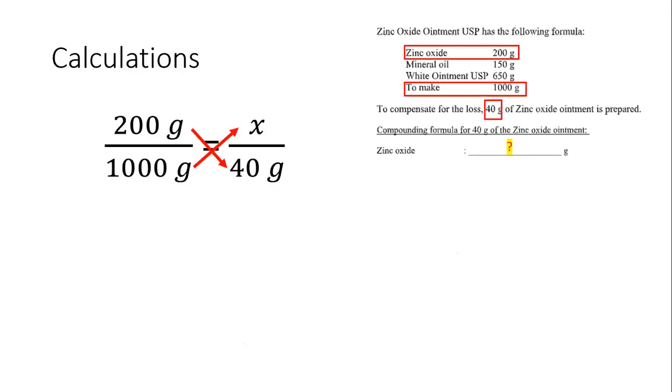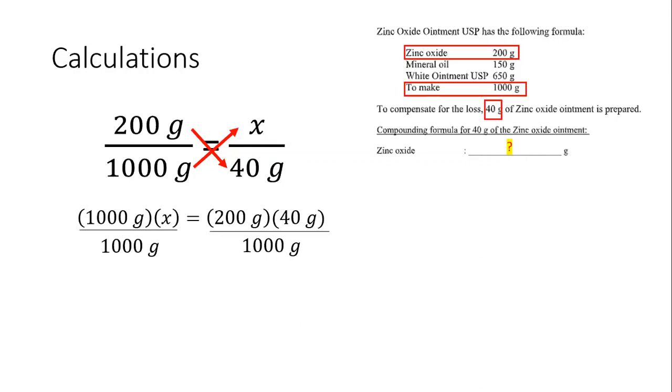We can cross multiply the two sides to get 1,000 grams times x equal to 200 grams times 40 grams. By dividing both sides by 1,000 grams, we can isolate x. In doing so, we can also cancel out the 1,000 grams on the left side and some of the units on the right side. Doing some simple math, we can then solve for x, which we get to come out to be 8 grams.